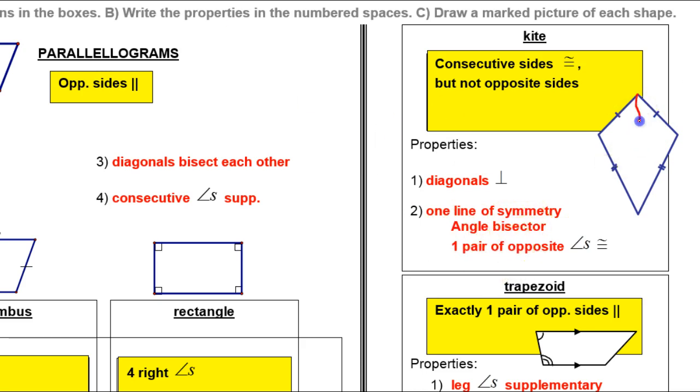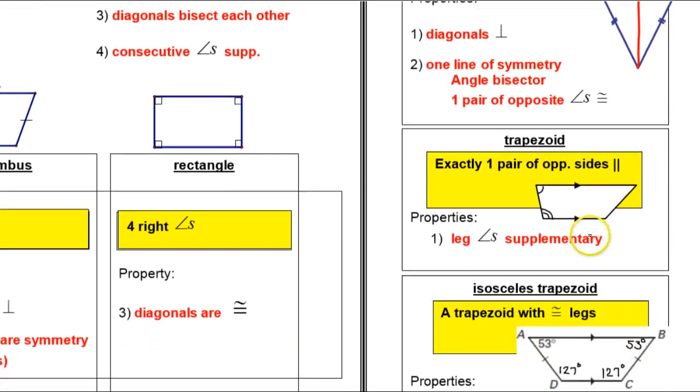Okay? So if I draw this diagonal, that is going to be a line of symmetry. So for example, if I told you that this was 40 degrees, this would also be 40 degrees. That also means, for example, if this was 100, then this would be 100. It's a line of symmetry. Okay, that's it for kite.